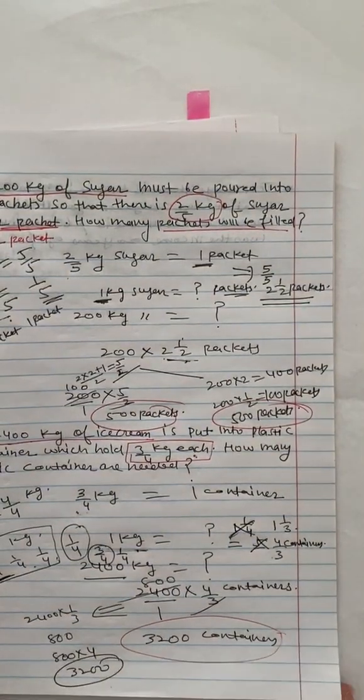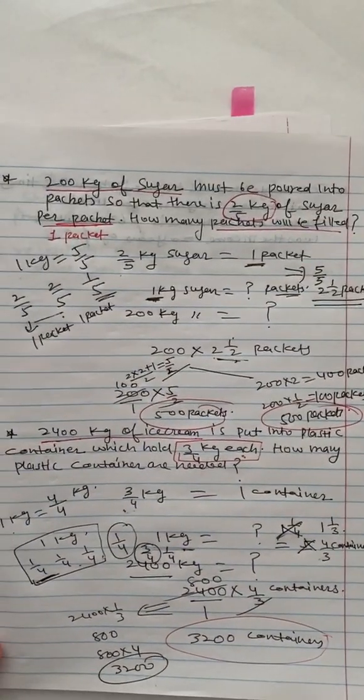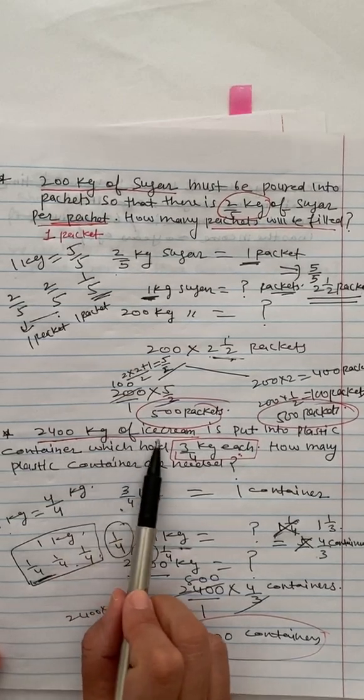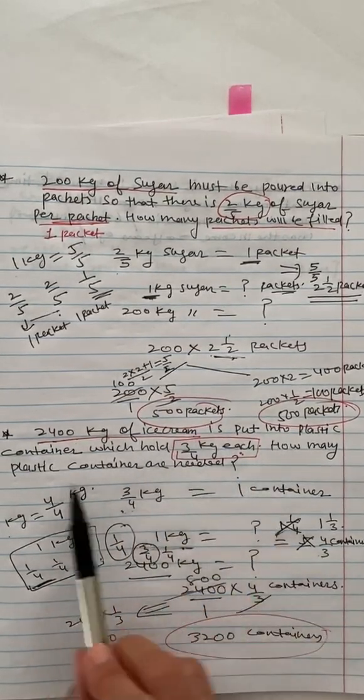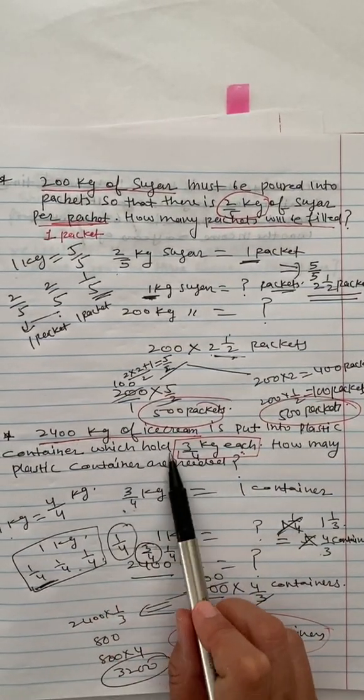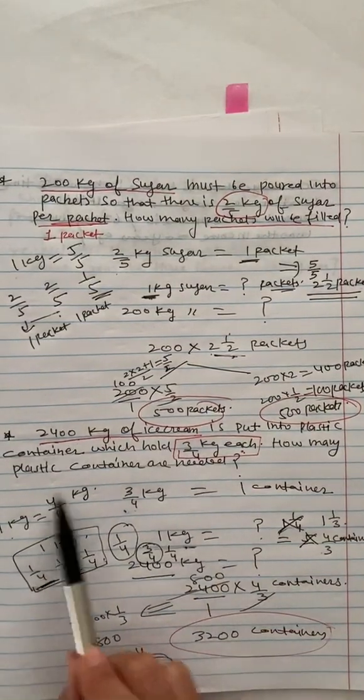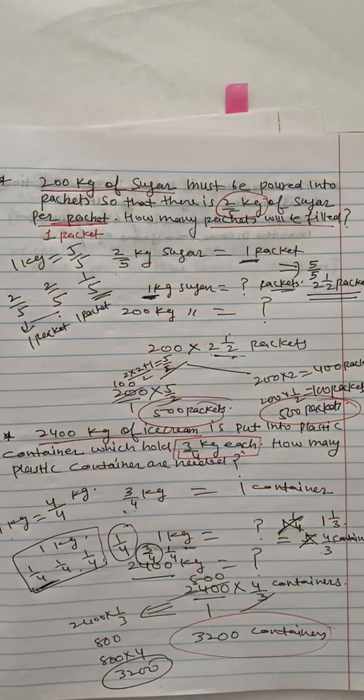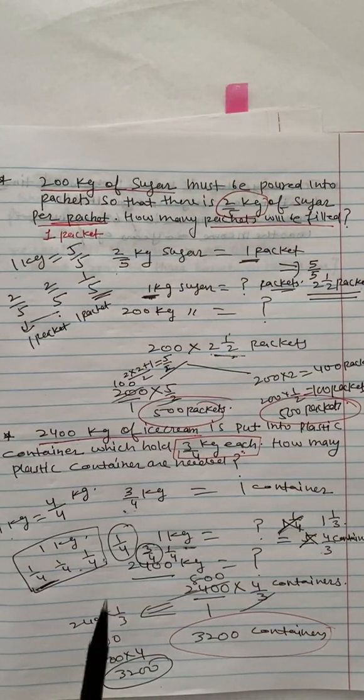There are multiple ways of doing this. Okay? So one more time. So you had 2400 kilogram of ice cream that is put into plastic containers which hold 3/4 kg each. And how many plastic containers are needed? That's what we need to find out for 2400 kg of ice cream.